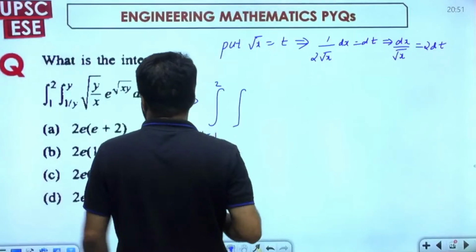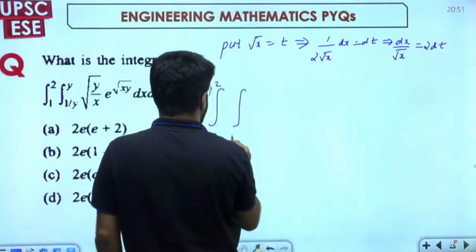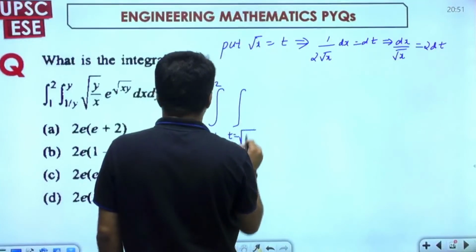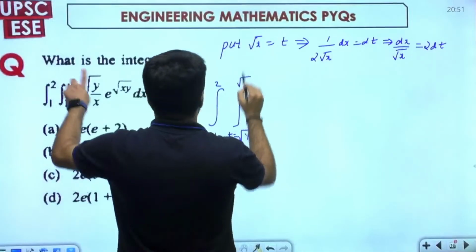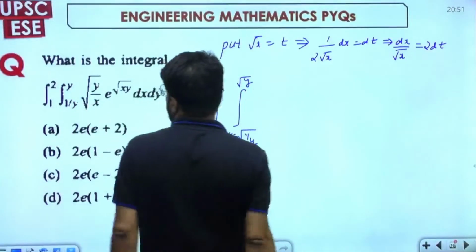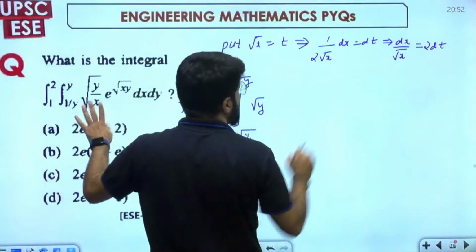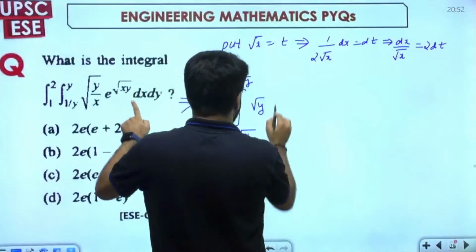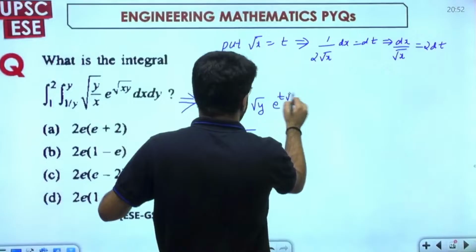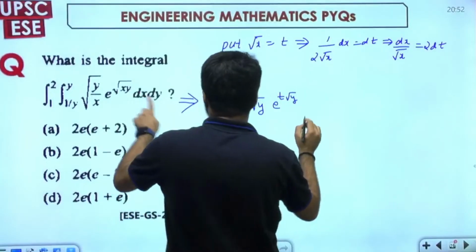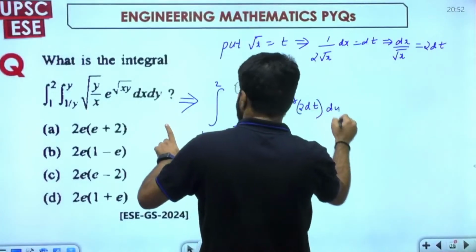Okay, if x is 1 by y, t will become under root of x, that is under root of 1 by y, up to y. That means t becomes root y. Root y was anyway constant. Dx upon root x will be substituted to dt, into e power root x equal to t, and root y is left. And then dx is equal to 2 dt, and then dy.